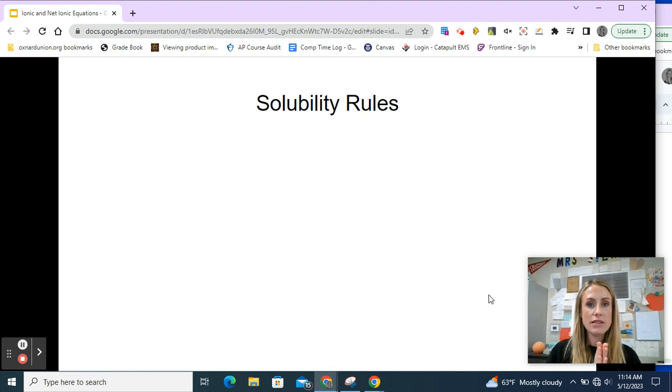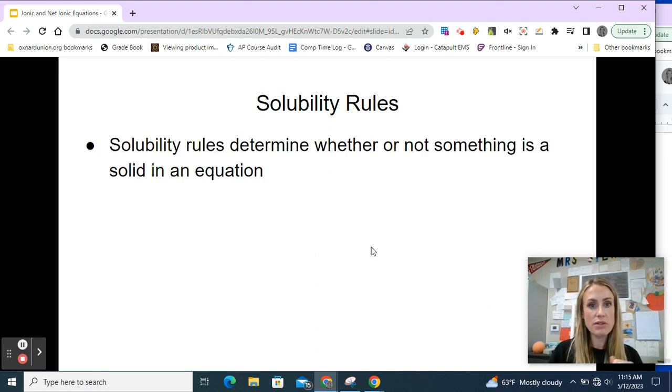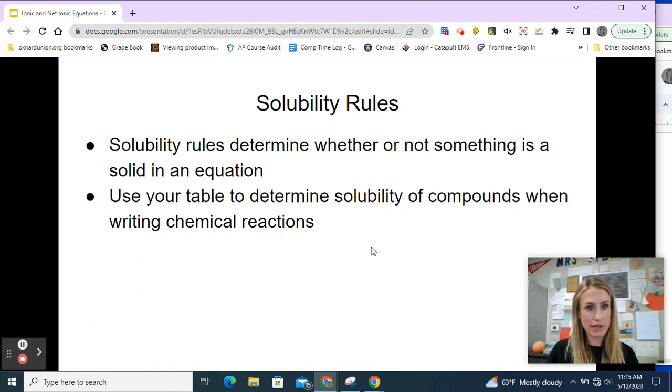Now, with these problems, we can also just not give you those subscripts. So like the AQ, the S, the G, the L for liquid, sometimes those are not given, and this is where solubility rules come in. So solubility rules are going to determine whether or not something is a solid in an equation. So if it's insoluble, it's going to be a solid, like that barium chromate example in my first example. That is something that's insoluble, so you would have to write S next to it.